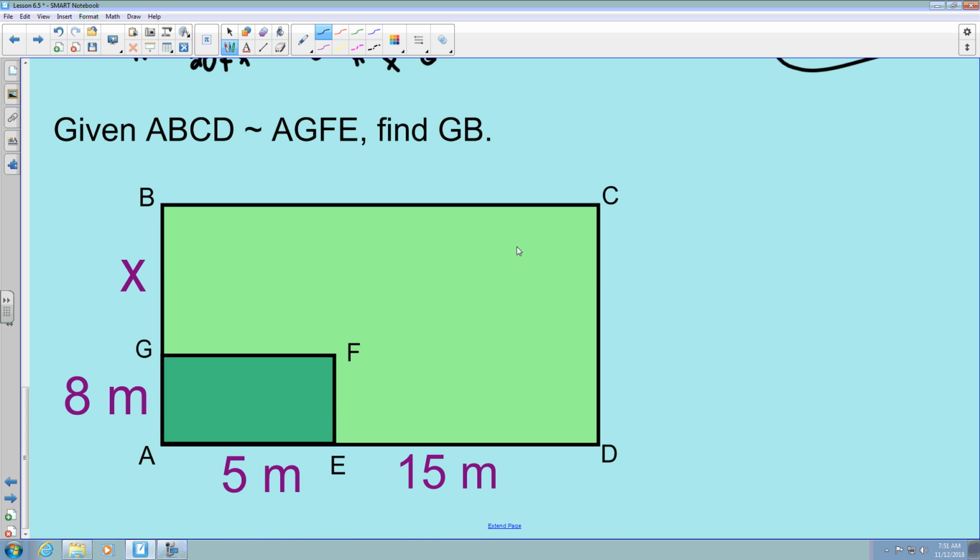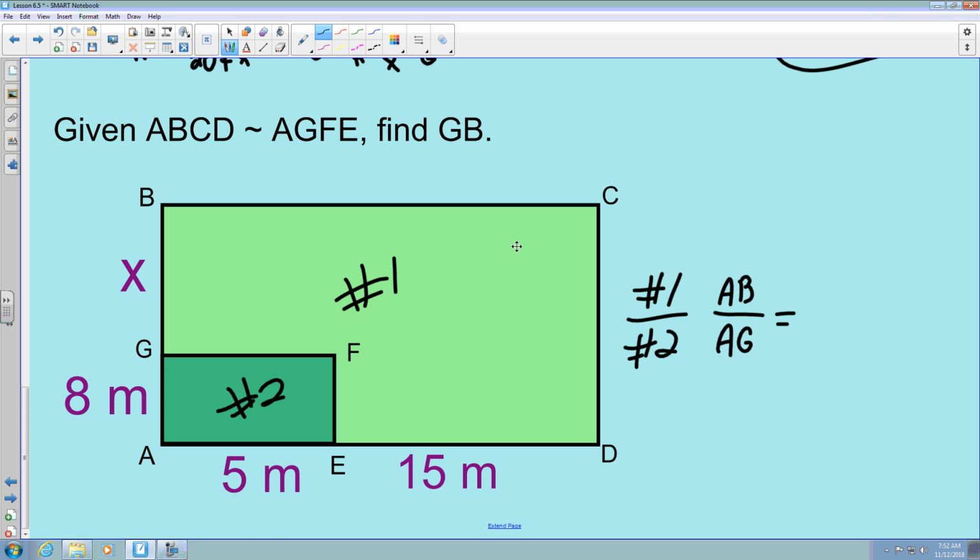Same thing goes here. All right, so this is like my object 1, this is my object 2, same thing. Object 1 over object 2. Given the values here, looks like AB, I have given values over the corresponding side would be AG, and that'll be equal to AD over AE. All right, I'm just counting and looking at the similarity statement to help me find that. So looking at this, AB is going to be X plus 8, because from here to here's X, from here to here's 8, you add them together, over AG, which is just 8, and that's going to be proportional to AD, which is 5 plus 15, which is 20, over AE, which is simply just 5.